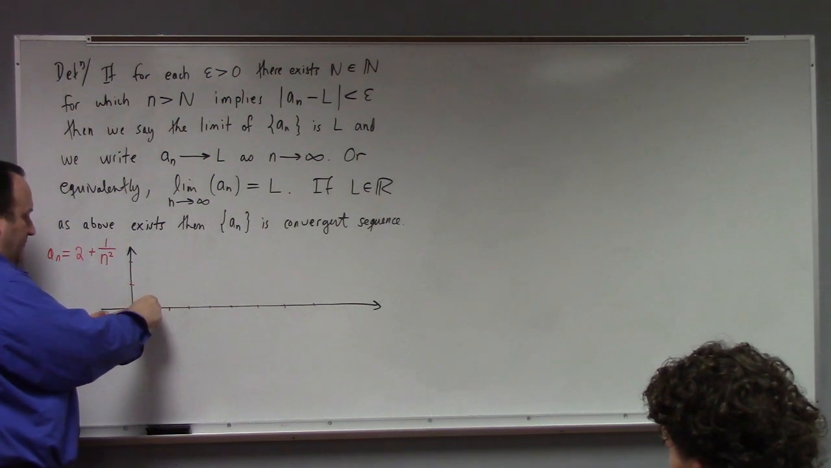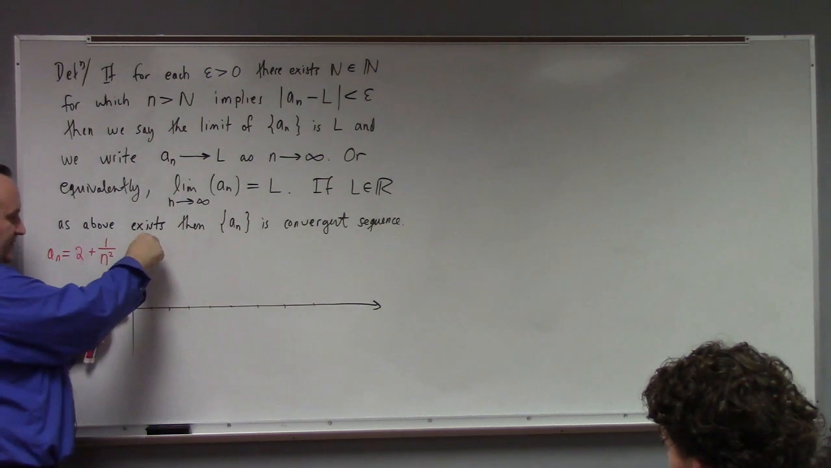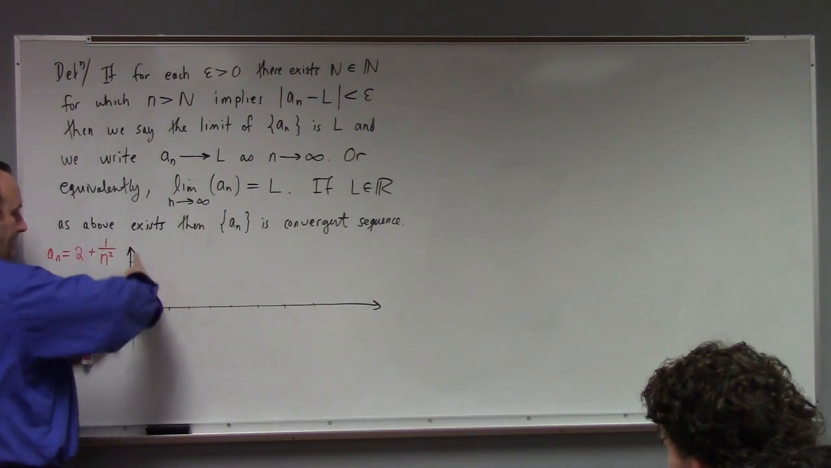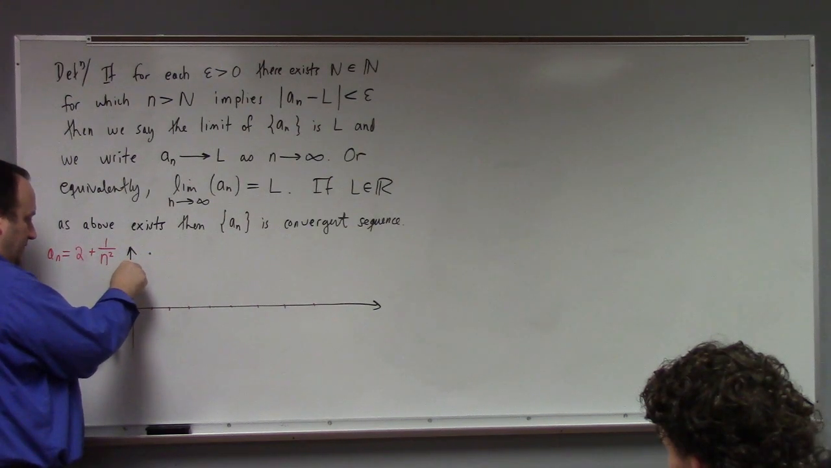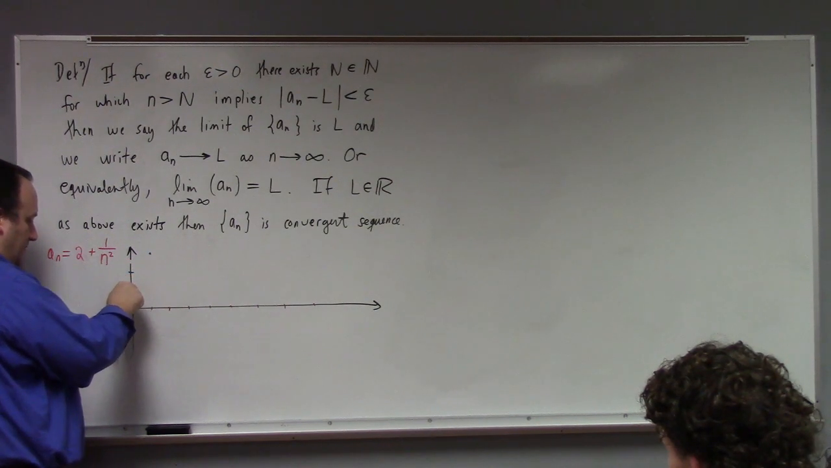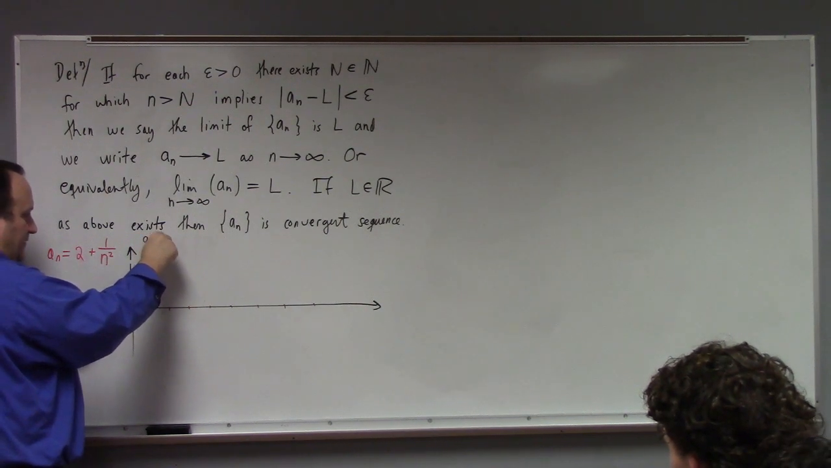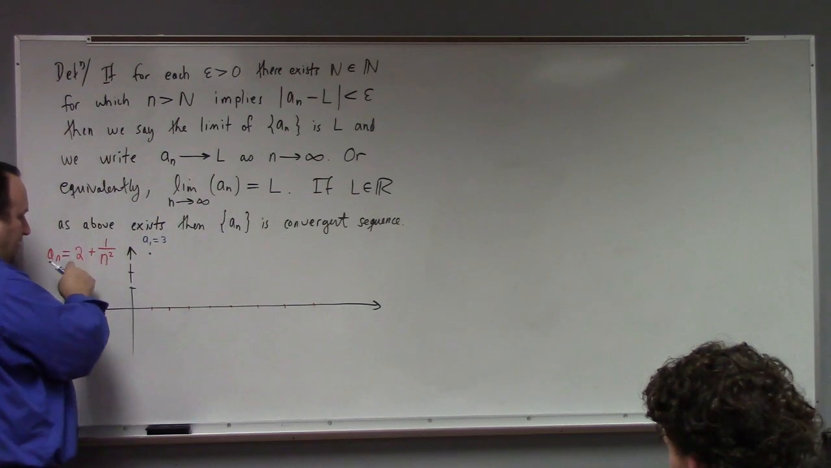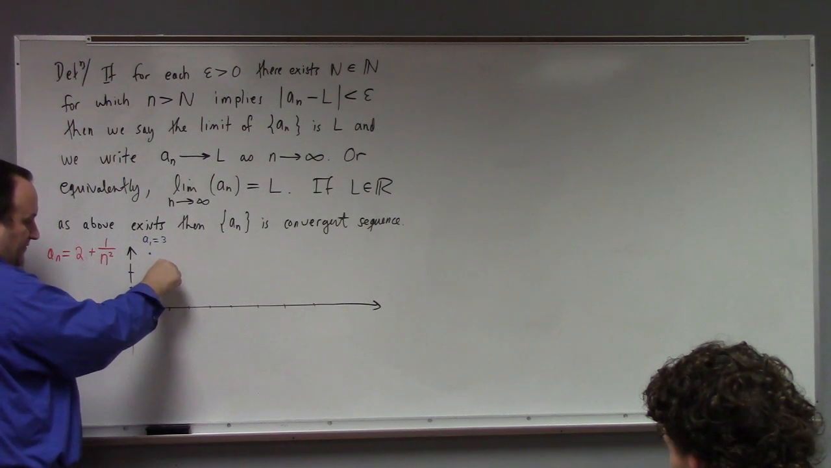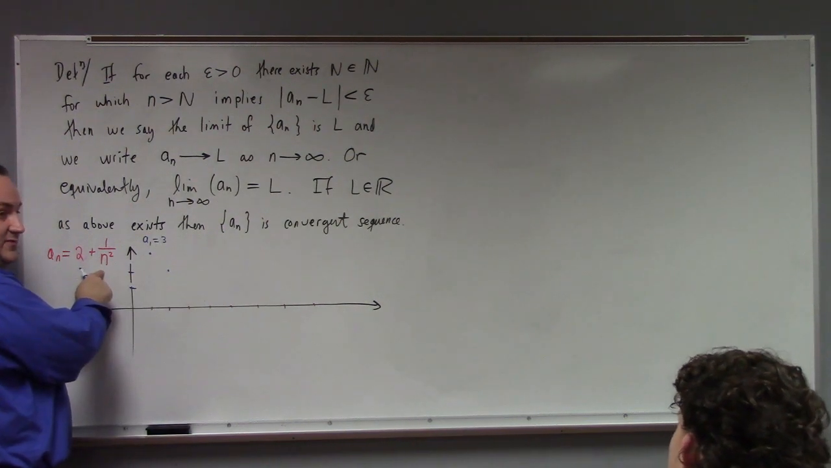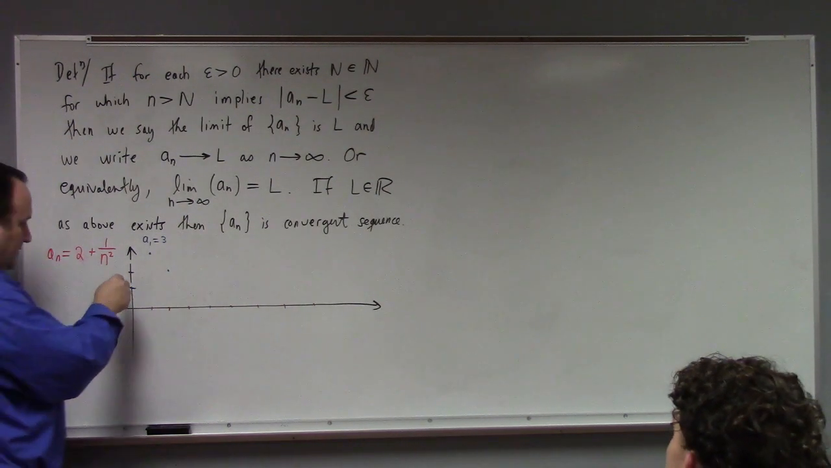But if we go to 1, what happens? We plug in 1, we get a sub 1 is 2 plus 1 over 1, which is 3, right? So the graph starts out here-ish. So there's the first thing, there's a sub 1, which is 3. Then when we get to 2, we get 2 plus a quarter, which is 2.25, right? So there it's about here-ish. When we get to 3, 2 plus 1/9 is what? About 2.1-ish.